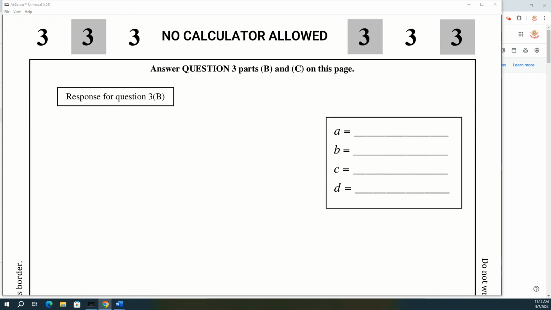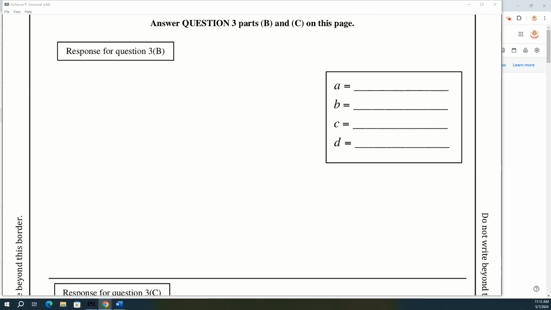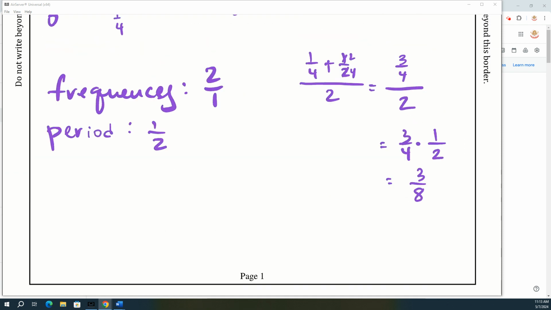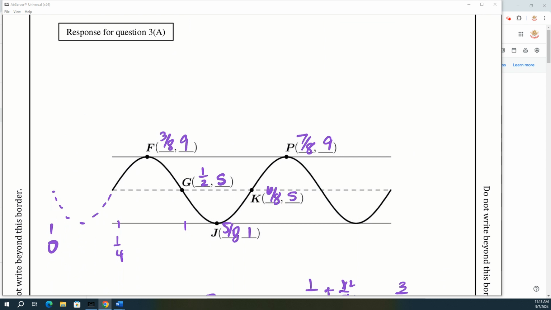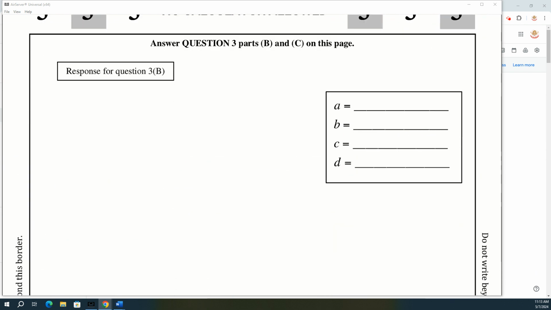Okay, let's look at this one. So do we know what A is? 4 is going to be the distance between the middle and the max. Do we know what D is? It's going to be the middle, pi. All right, to find B, we're going to take 2 pi and divide it by our period.